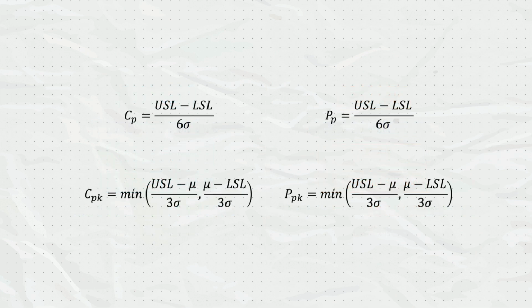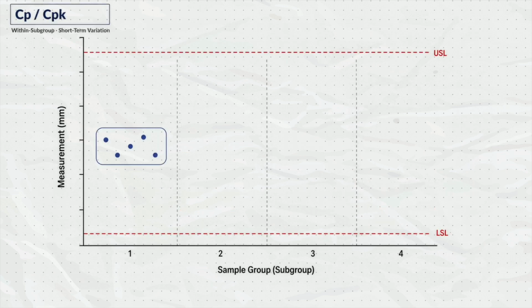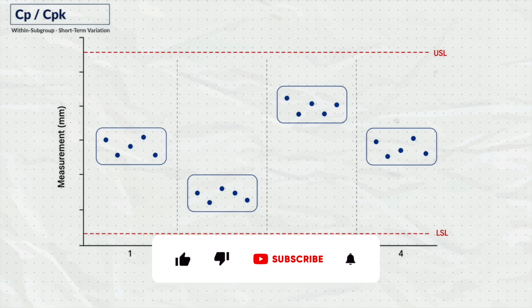When we look at the formulas, Cp and Cpk and Pp and Ppk appear almost identical. In fact, the key difference comes down to how the standard deviation, or sigma, is calculated. Process capability metrics use sigma within, and process performance metrics use sigma overall. For a Cp and Cpk study, your measurements should be collected in subgroups. For example, you might take a sample of 5 parts from each production shift over 2 weeks. A common approach is to collect 25 subgroups with 5 samples each, resulting in a total of 125 measurements. The important point is that subgrouping is required for Cp and Cpk calculations.